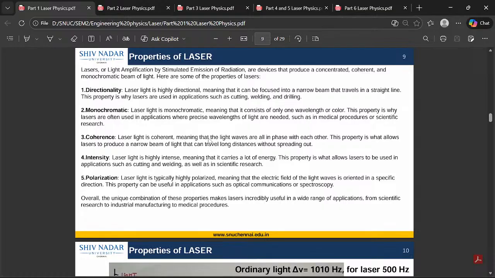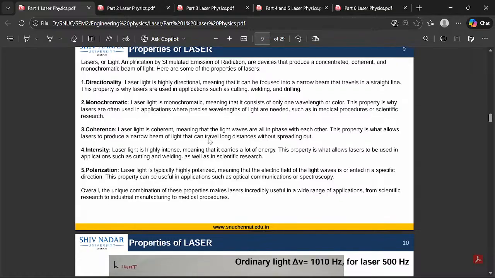Next, monochromatic. Have you ever noticed that lasers are only a single color, either red, blue, or green? It doesn't have light of any other wavelength. It only contains a single wavelength. So that is the monochromaticity of the laser.